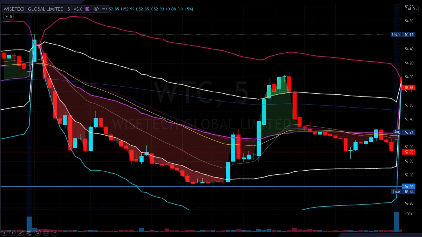This is my favorite magnet plus pivot example from recent days, which is WTC. So this is a 5-minute chart, right? It opens up, moves up, and then starts to show some weakness. We're short, and it just tags this level to the cent, and then starts to reject back up.